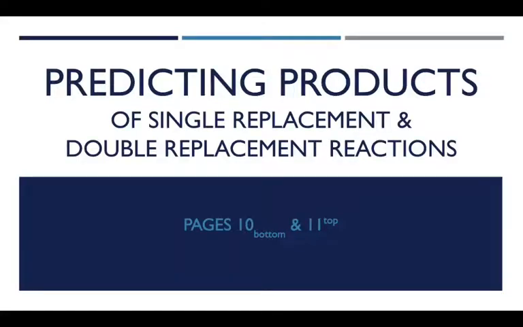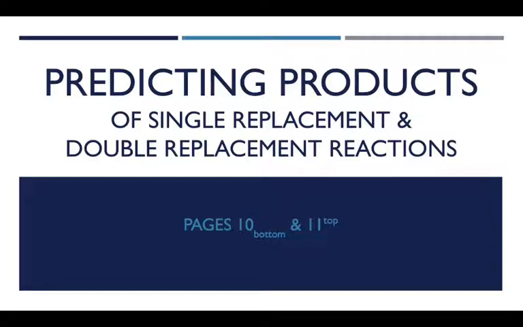So, in your podcast homework last night or previously, we've covered how to predict the products of combustion reactions, which are always the same two products, and also of synthesis and decomposition reactions, where we're either just breaking all of the elements apart or putting them all together into an ionic compound.